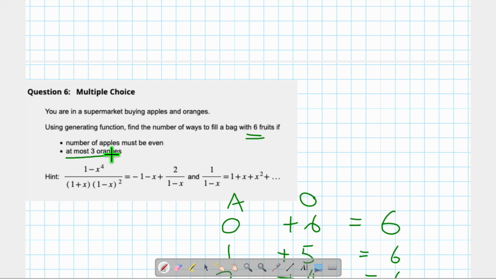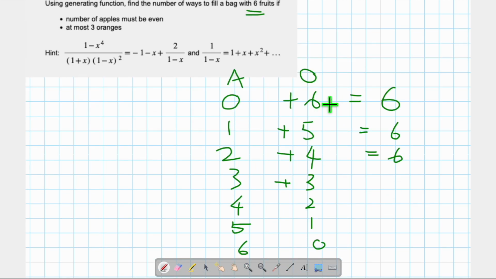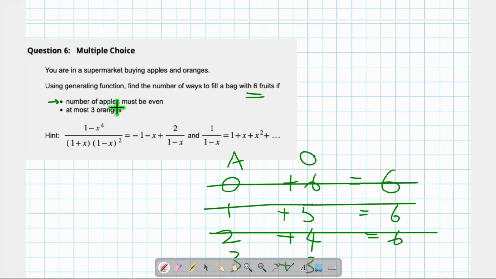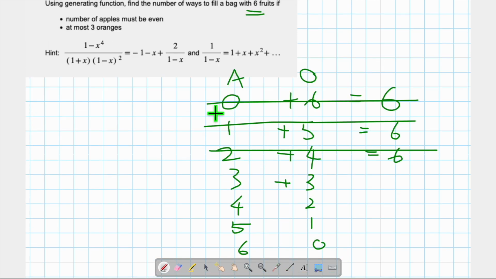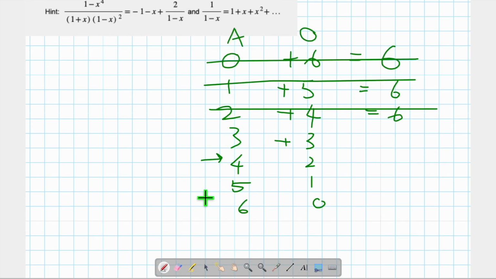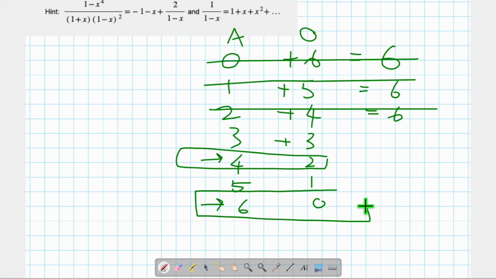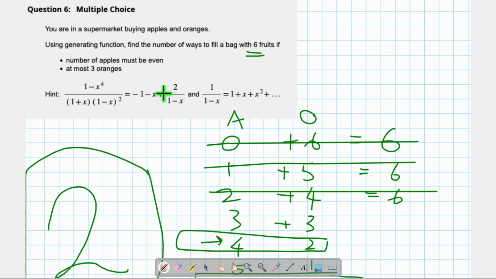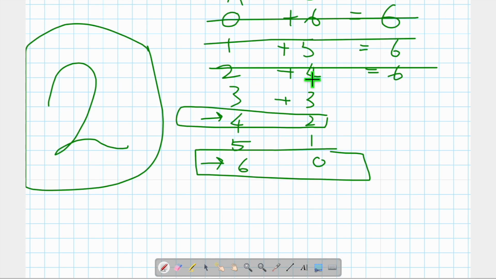What's the rule? At most 3 orange. At most 3 orange, so no way, no way, no way. What's next? The number of apples must be even. Okay, this is even, this is even, so you have this one as a solution, this one as a solution. How many solutions? 2. So in this question, you don't need to do generating function. You can use brute force to solve it.